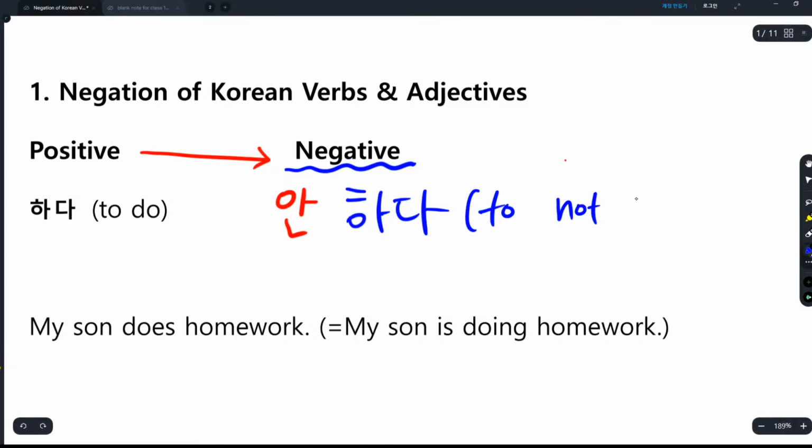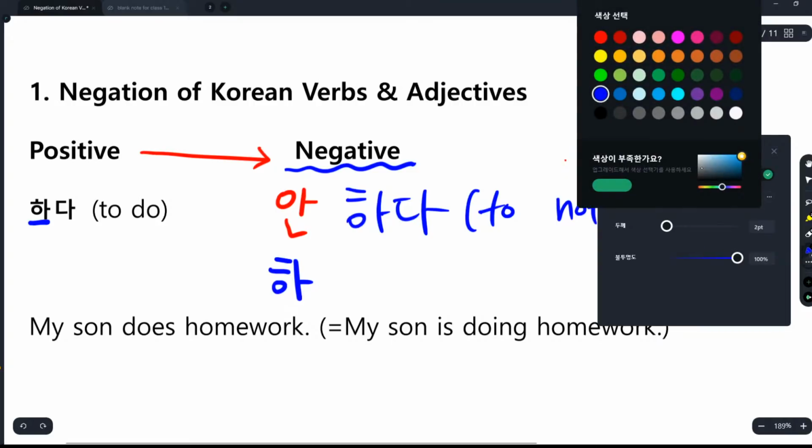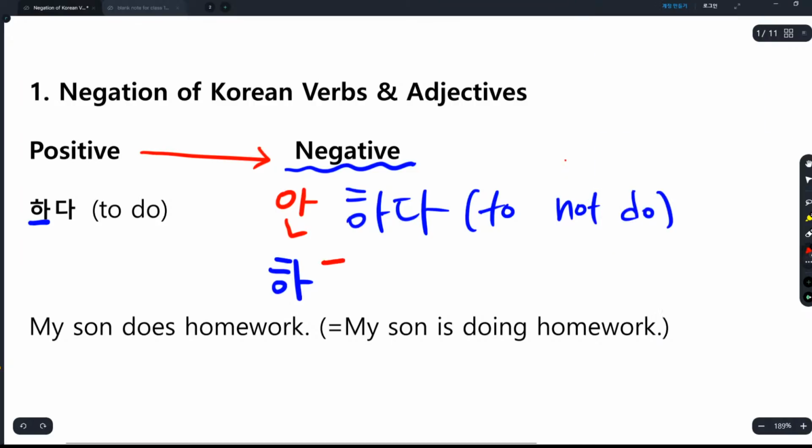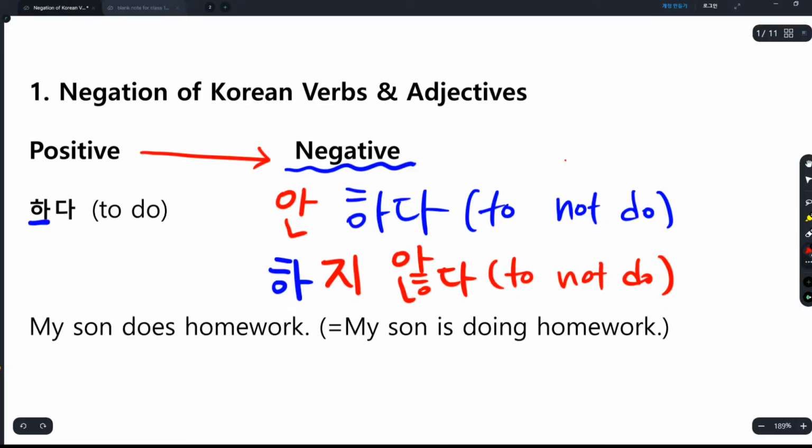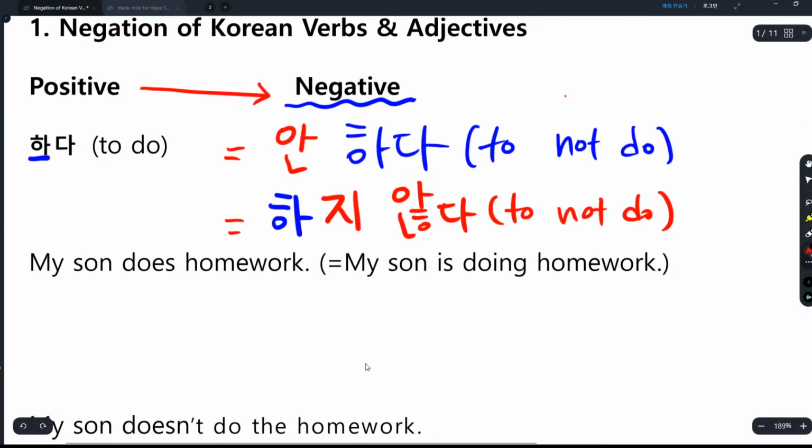To not do. And actually, this is not the only way you can make a positive verb into a negative verb. You can also take the stem of the verb, which in 하다's case is ha, and combine it with 지 않다. This would also be the base form, which means to not do. 안 하다 or 하지 않다, they're both the negative form of 하다. So we're gonna try using them in a sentence, guys.